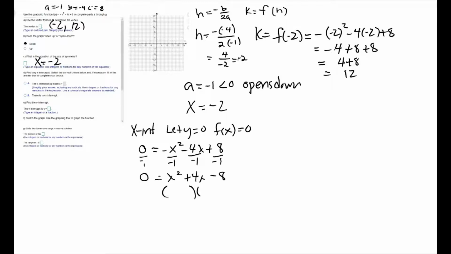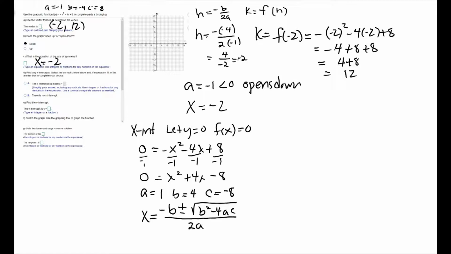I'll try to factor. So x and x. 8 is 4 times 2. I don't think that's going to work. So, since we can't factor it, we can use the quadratic formula to solve. So a is 1, b is 4, and c is negative 8. The quadratic formula is x equals negative b plus or minus the square root of b squared minus 4ac all over 2a.